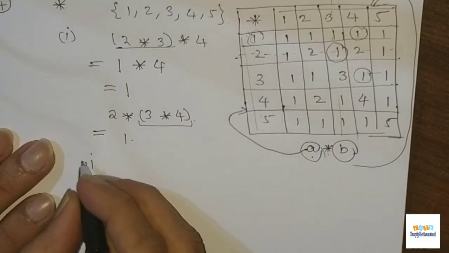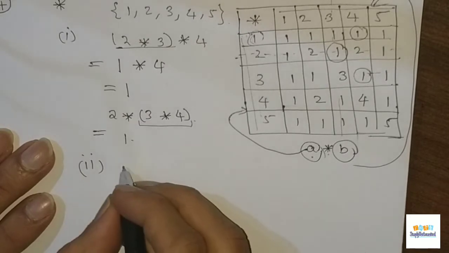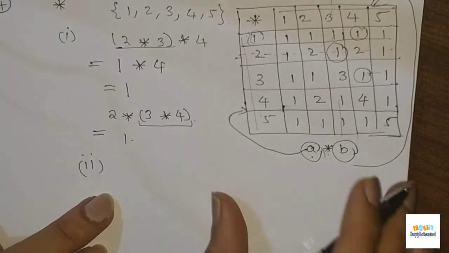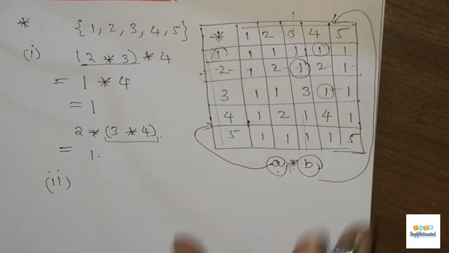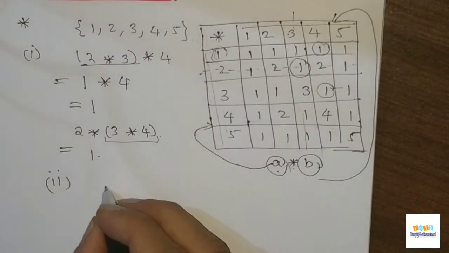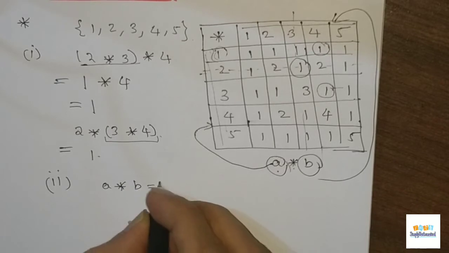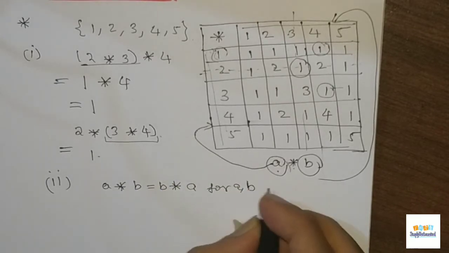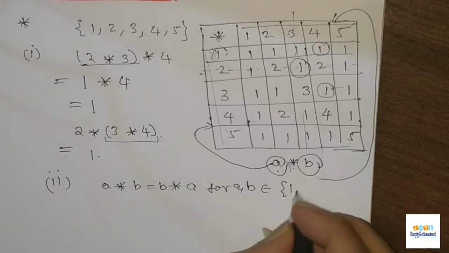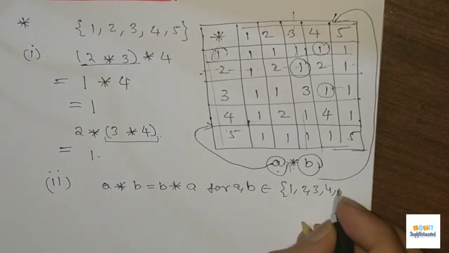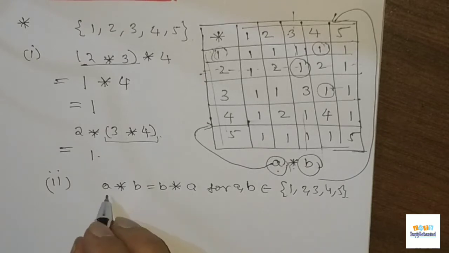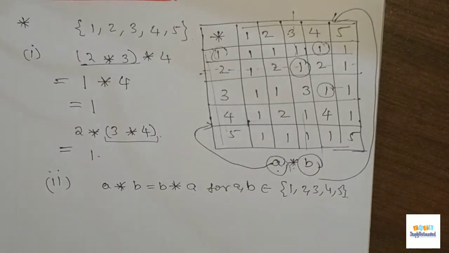Now let us look at the second one. They are asking if star is commutative. Star is commutative means a star b should be equal to b star a for a, b belonging to the set {1, 2, 3, 4, 5}. So for all a, b you should get a star b equal to b star a. Now it is difficult to check here all the elements.